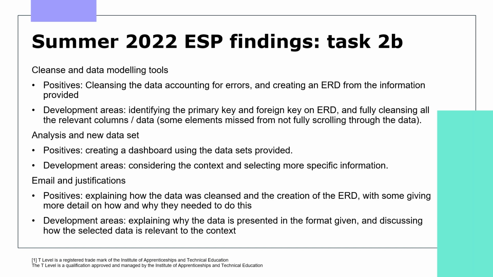And for the very final action of the email, students were able to explain how the data was cleansed and how the entity relationship diagram was created. But students needed to also explain why they presented the data in the way they did and how it is relevant to the context and the business aims. So again, referring to those business aims, referring back to that context is very important.